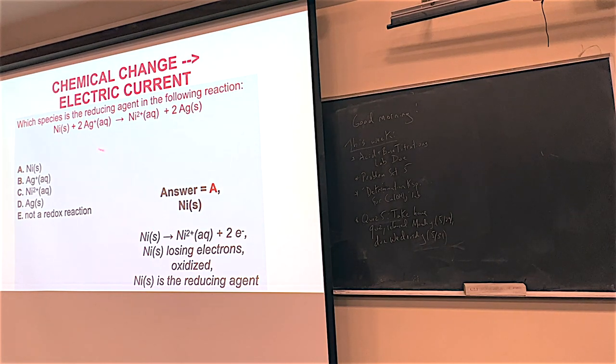The silver plus is being reduced. All right, it's going to gain an electron to make silver metal. Silver plus would be the oxidizing agent. Any questions?